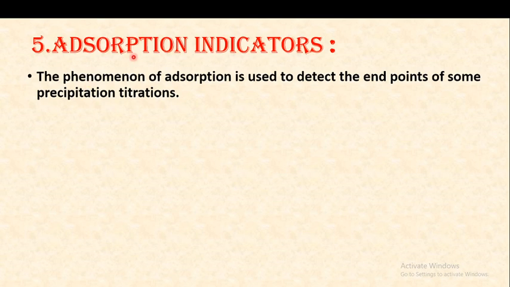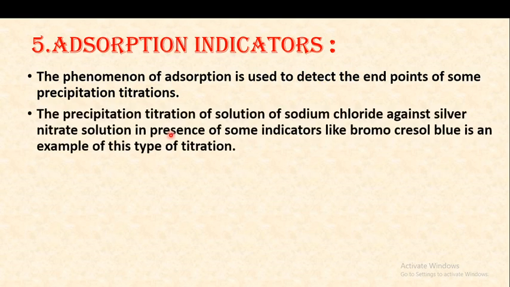The use of adsorbent as an indicator is the application called an adsorption indicator, and the phenomenon of adsorption is used to detect the end point of some precipitation titration. Because what is the role of an indicator? To detect the end point of the titration. When we use phenolphthalein as an indicator, we get the end point as a faint pink color. The role of the indicator is to detect the end point of a titration. And here we will study the precipitation titration.